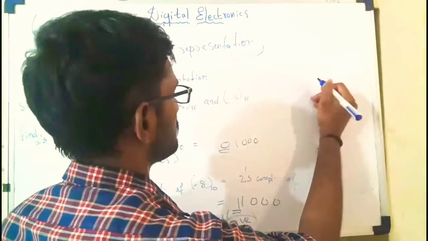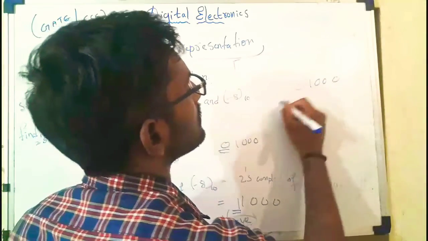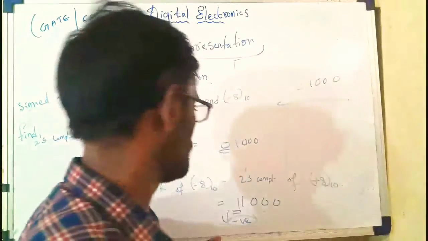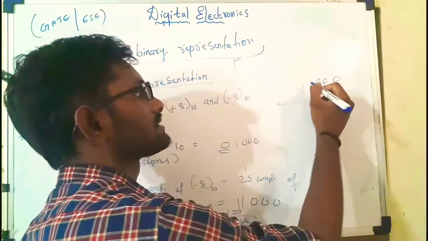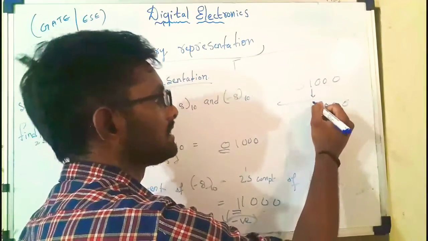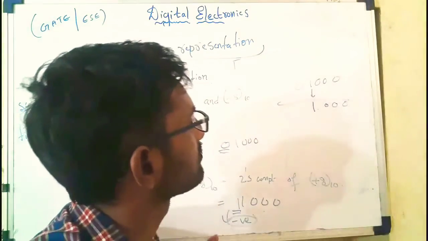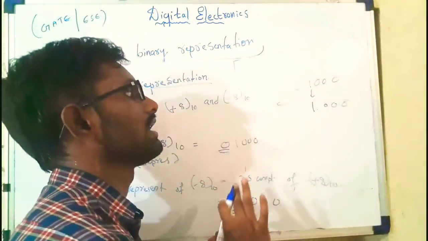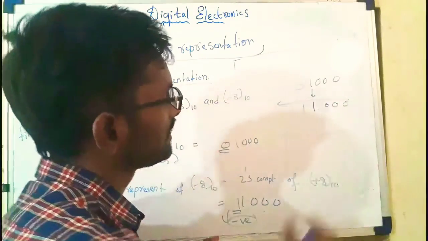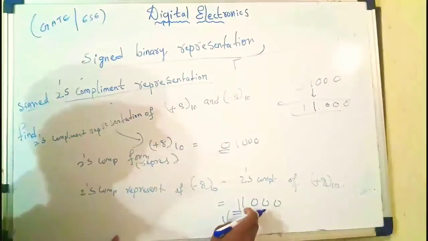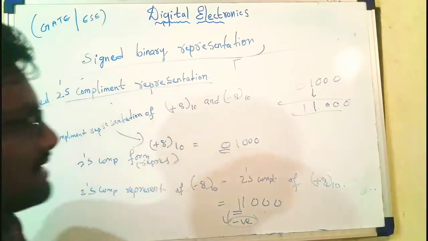We can write directly. Whenever we get zeros, just write the zeros. Whenever we get 1, simply write the same 1. Before the value of 1, just complement all the values. Complement of 0 is 1. This is the 2's complement value. It's nothing but 1 1 0 0.